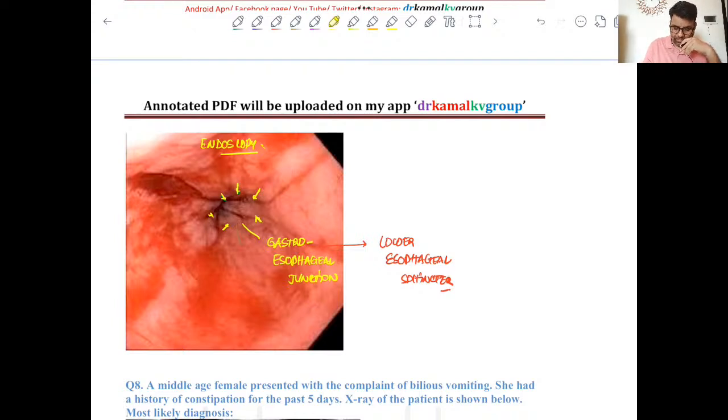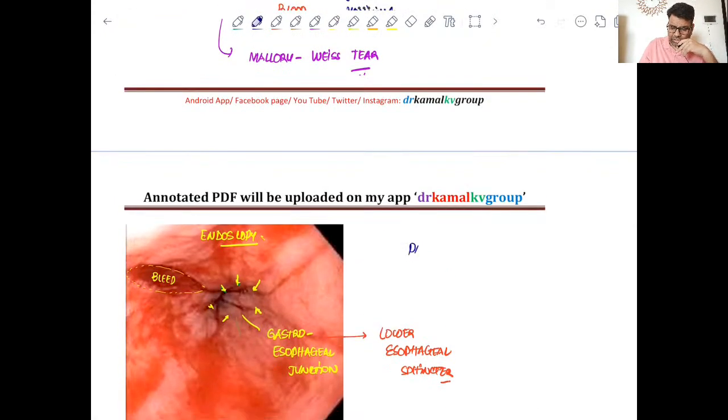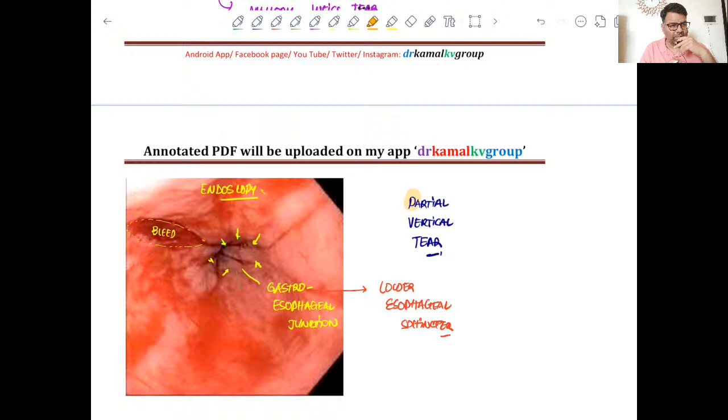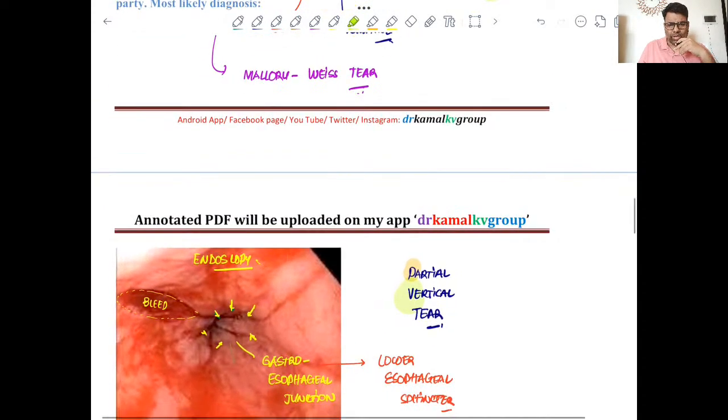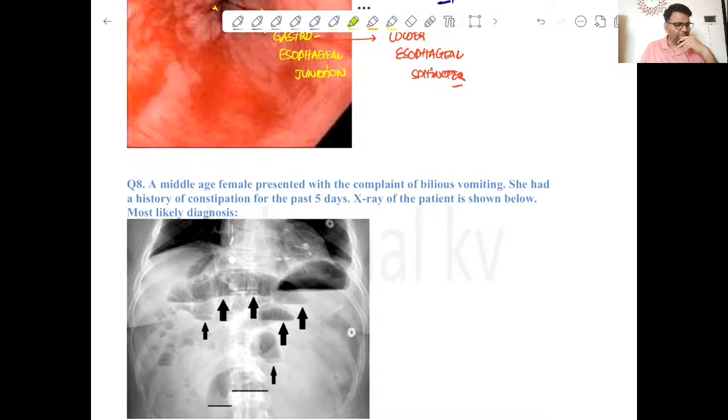Anyway, now in the lumen, we can see a vertical tear, and we can see the bleeding also. So this is the reason for coughing or vomiting out blood, right? The characteristic lesion here is a partial vertical tear. This is the classical description of the lesion. Partial means it is not involving the entire thickness of the gut. Vertical means it is lying in a vertical plane, and this is a tear leading to hematemesis. So very easy to identify. I am not going into more details of Mallory Weiss tear. I just want you to write the answer as such.